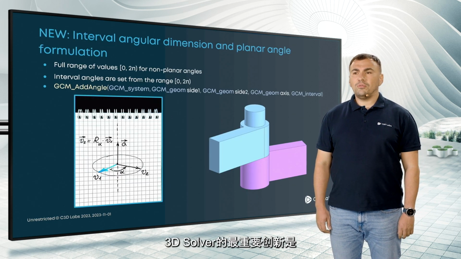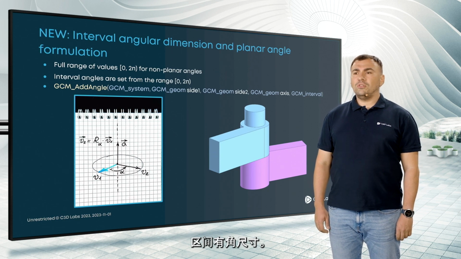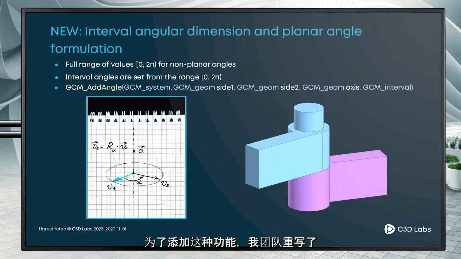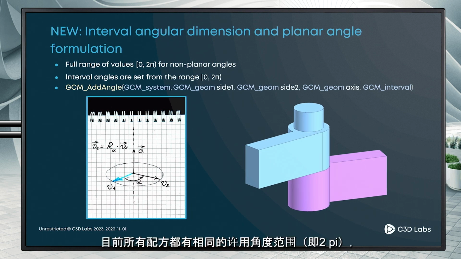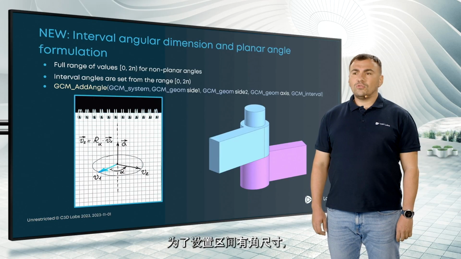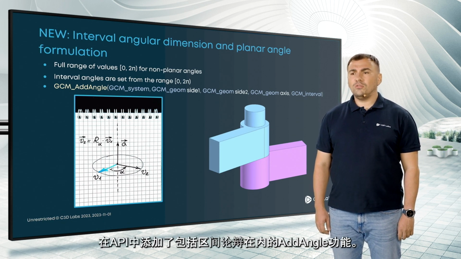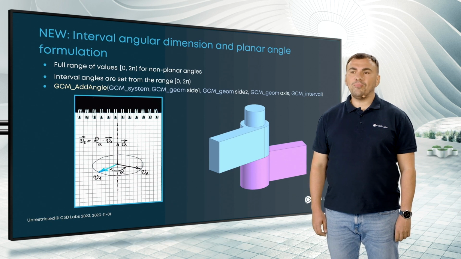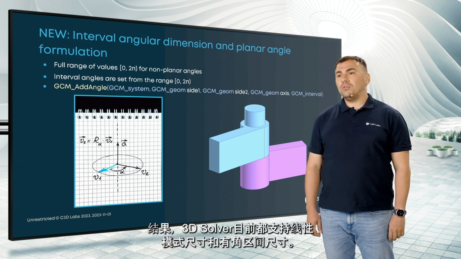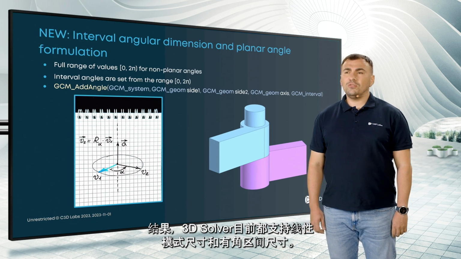The main novelty of the three-dimensional solver is the appearance of interval angular dimension. In order to implement it, we had to completely rewrite the formulations of driving angular dimensions so that they all now have the same range of allowable angle values that equals pi, regardless of whether the angle was set with or without the rotational axis. To set the interval angular dimension, an overload of the at-angle function with an interval argument appeared in the API. Thus, the three-dimensional solver now supports both linear and angular interval dimensions.